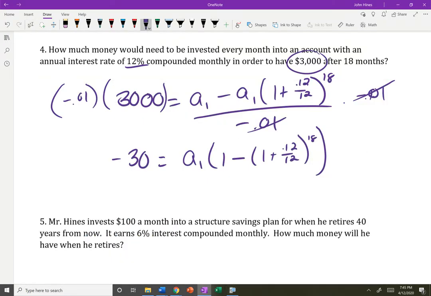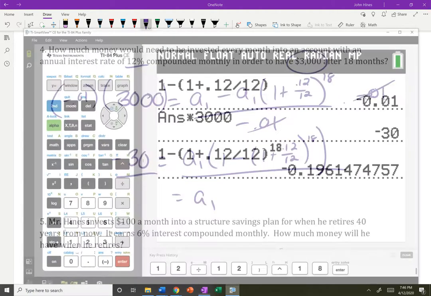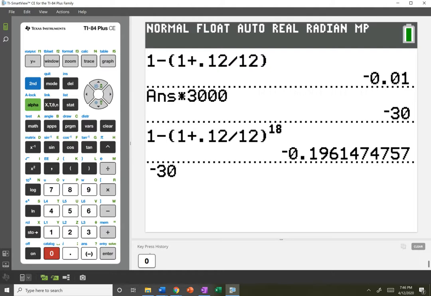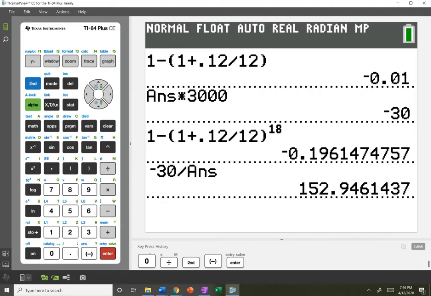That's A1 times that crazy decimal. So I need to divide that term over to get A1. So negative 30 divided by that crazy decimal I just got, second answer, tells me how much money I should be putting away each month. $152.95.